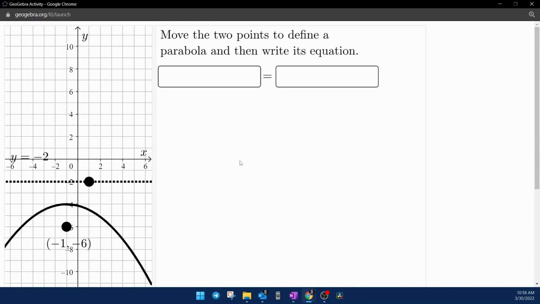All right, so we did get another parabola. This one opens down with a horizontal directrix.